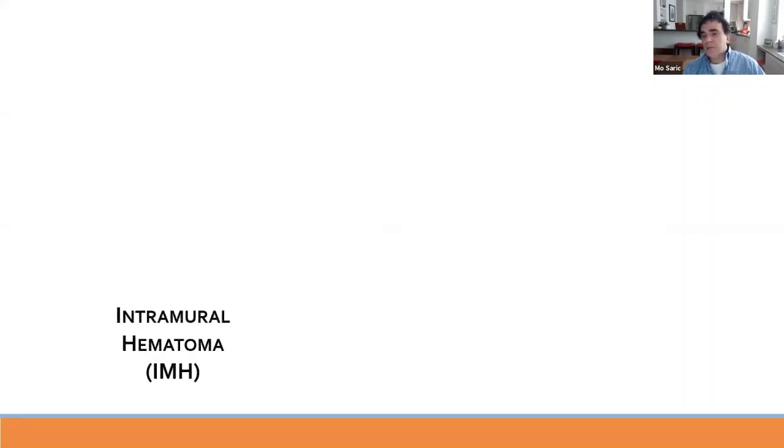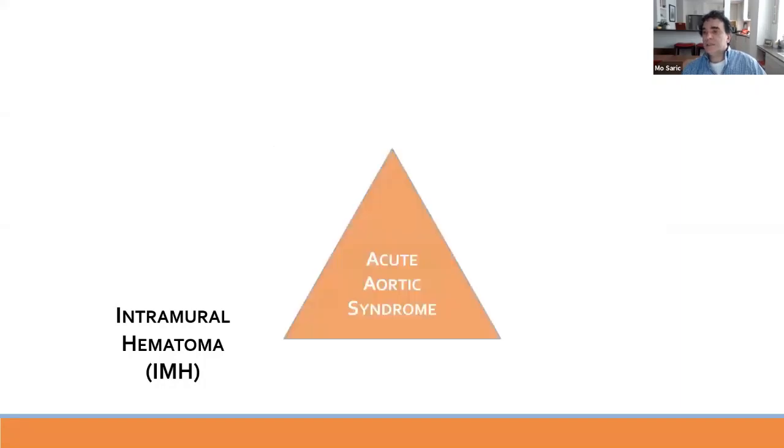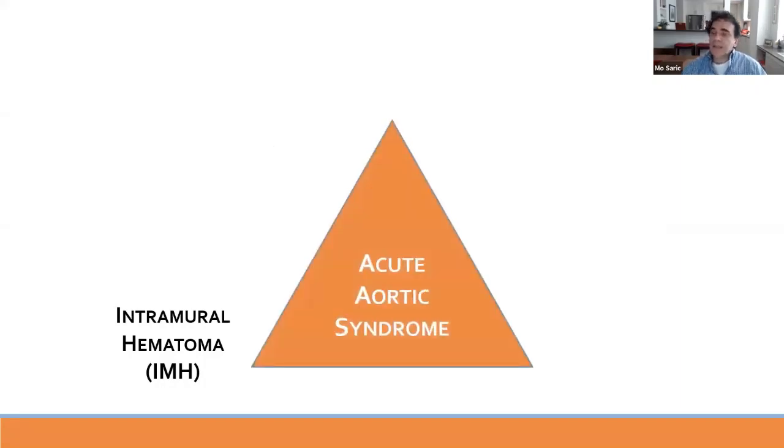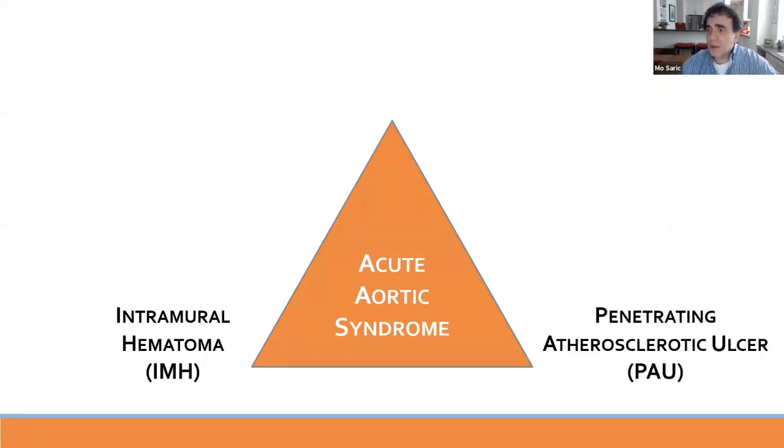So intramural hematoma is a part of the dissection spectrum. And this dissection spectrum is also referred to as acute aortic syndrome, which includes intramural hematoma, penetrating atherosclerotic ulcer, as well as classic aortic dissections.